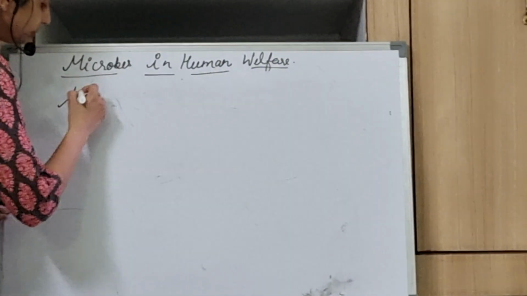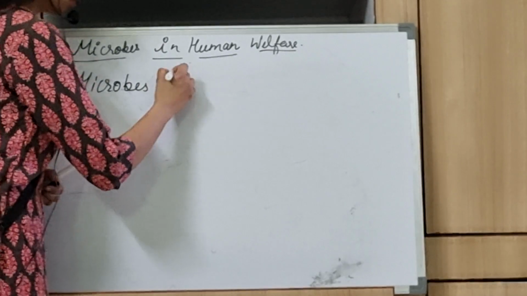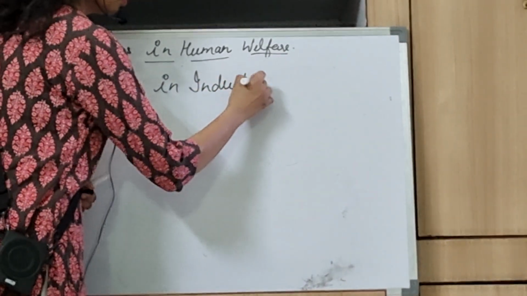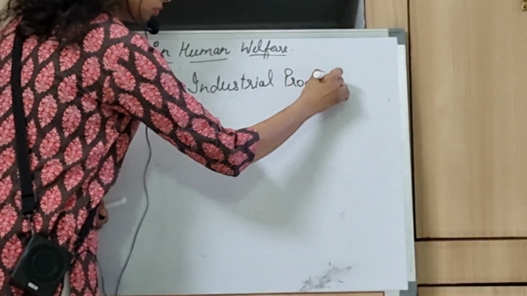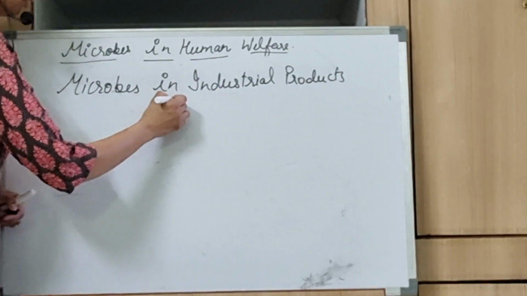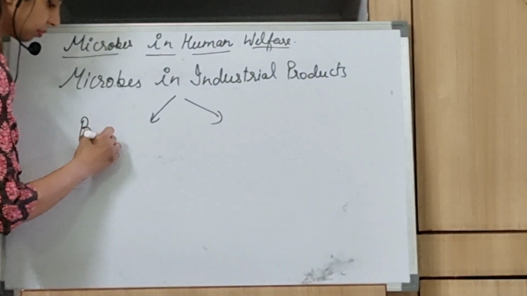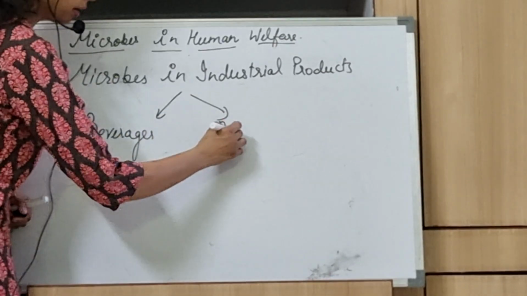So in this part we will be looking at microbes in industrial products. And under this we will talk about beverages and antibiotics.